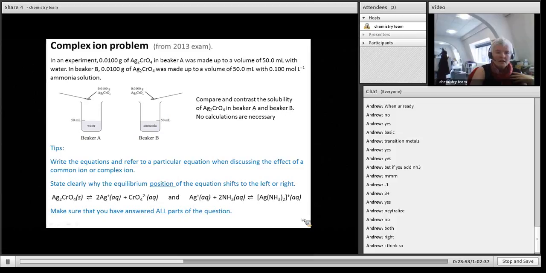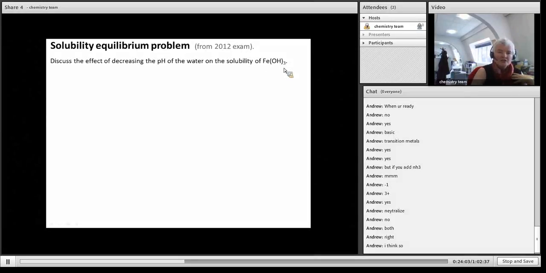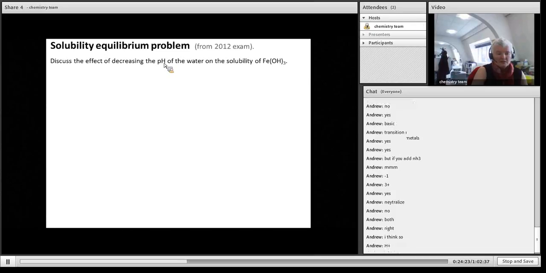Right, here's another one. Discuss the effect of decreasing the pH of the water on the solubility of iron hydroxide. I know it's a 2012 exam, that's from the old standard. So when you've got a hydroxide and I'm decreasing the pH, if I decrease the pH, what am I doing? Adding H plus or adding OH minus? Adding H plus, correct.